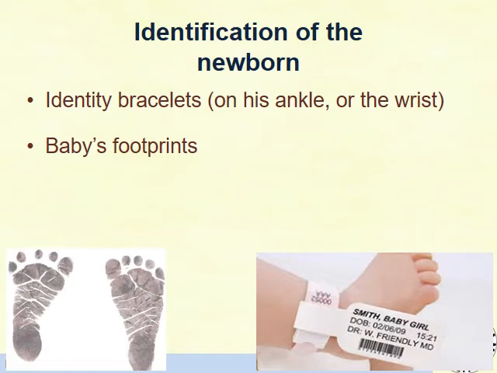Identification of the baby after birth is very important for medical legal reasons, and we have two items that should be done. We use the baby's footprint, and also we put identity bracelets on the ankle or the wrist of the baby with the name of the mother, whether the baby is a boy or girl, and his hospital information number and the date of birth.